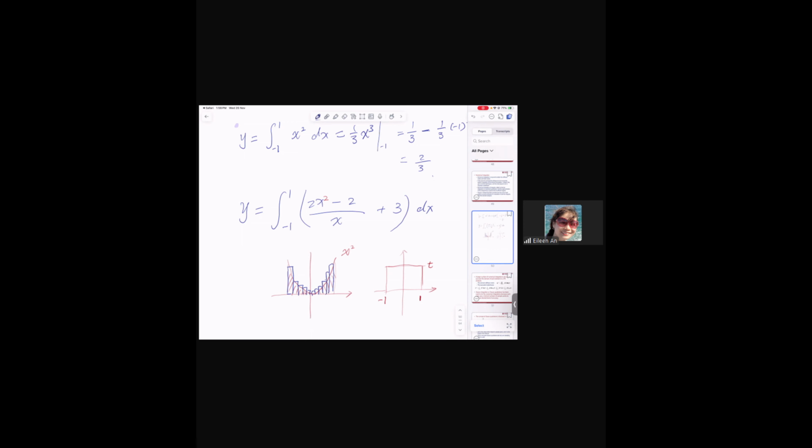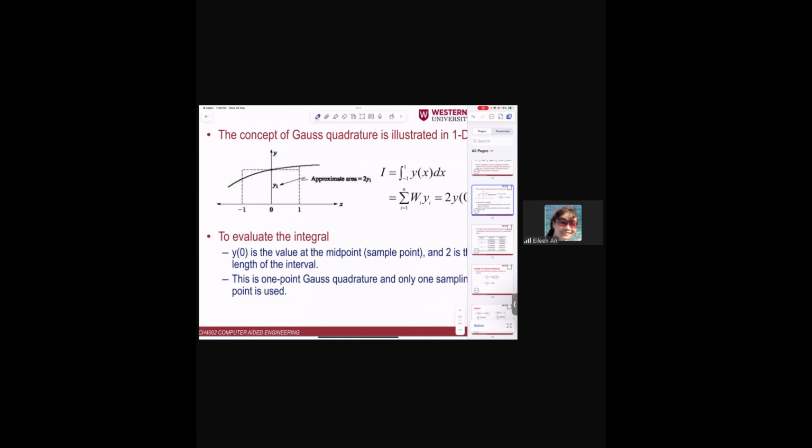And then we can get a similar answer, right? May not be exactly the correct one, but very close if we have enough rectangles. Okay, now I just want to introduce the Gaussian method. The Gaussian method is actually using the same concept to do the integration calculation.